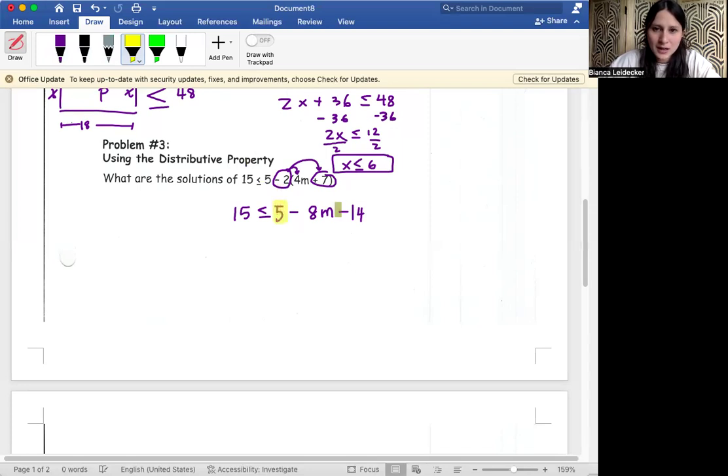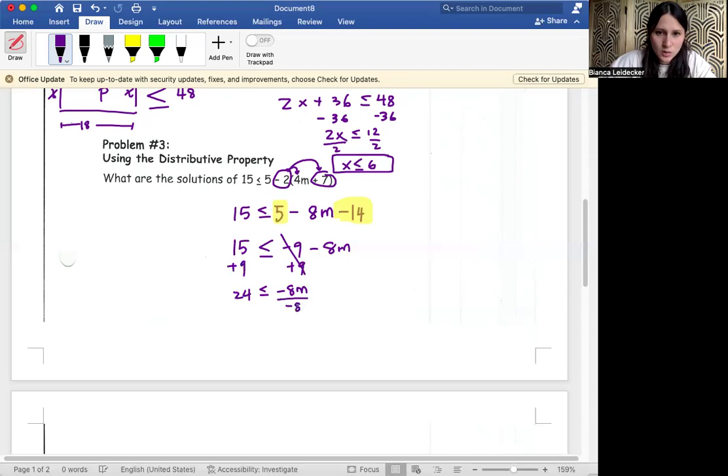I'm going to highlight my like terms, -14 and, sorry, -14 and 5. -14 plus 5 is -9. I'm going to bring my -8m down. Do the opposite. Add 9 on both sides. 15 plus 9 is 24. 24 is less than or equal to -8m. Okay, this cancels. I'm left with -8m.